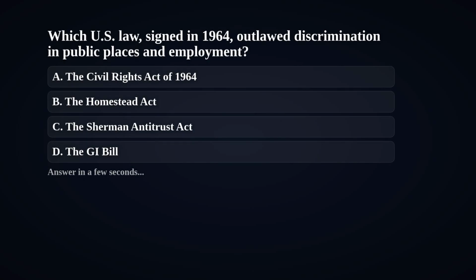Question 24. Which U.S. law, signed in 1964, outlawed discrimination in public places and employment? A. The Civil Rights Act of 1964. B. The Homestead Act. C. The Sherman Antitrust Act. D. The GI Bill.